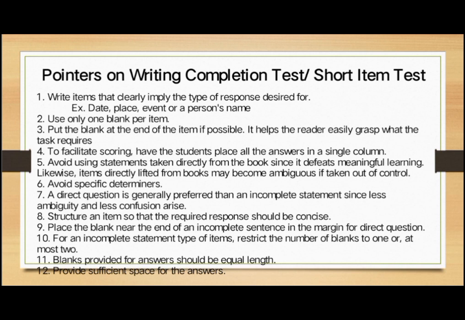Next, to facilitate scoring, have the students place all the answers in a single column. Students can be required to write in a column since answers vary in length. Then avoid using statements taken directly from the book since it defeats meaningful learning. Likewise, items directly lifted from the books may become ambiguous if taken out of context. This may also confuse the students.